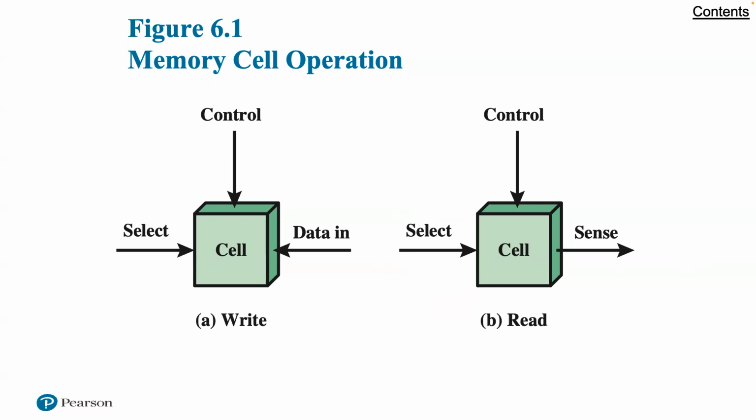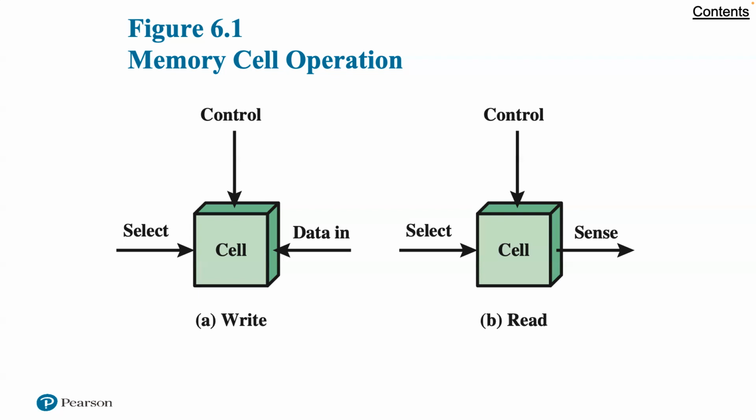The basic element of semiconductor memory is the memory cell. Although a variety of electronic technologies are used, all semiconductor memory cells share certain properties. They exhibit two stable or semi-stable states, which can be used to represent binary 1 and 0. They're capable of being written into at least once to set the state, and they're capable of being read to sense the state. Figure 6.1 depicts the operation of the memory cell.